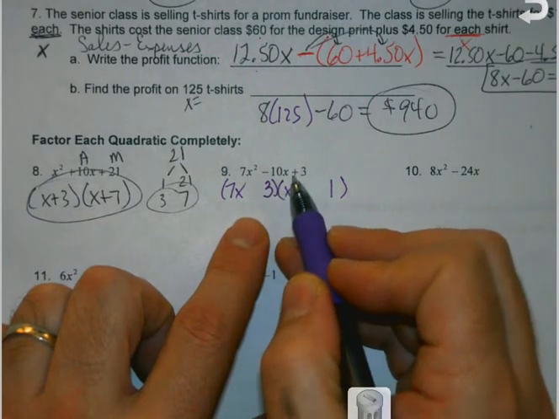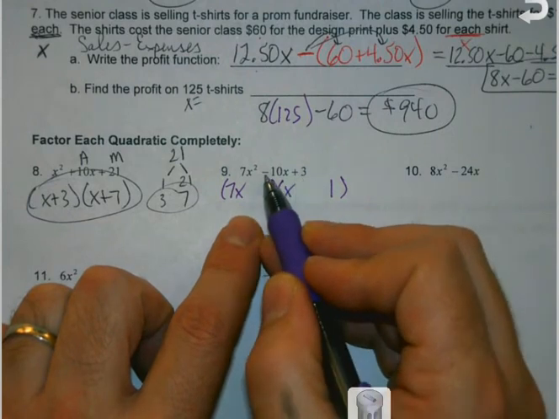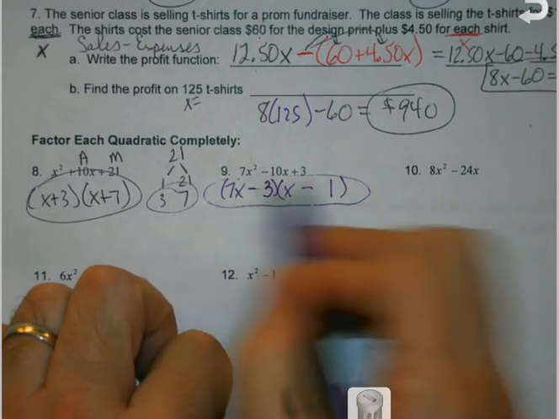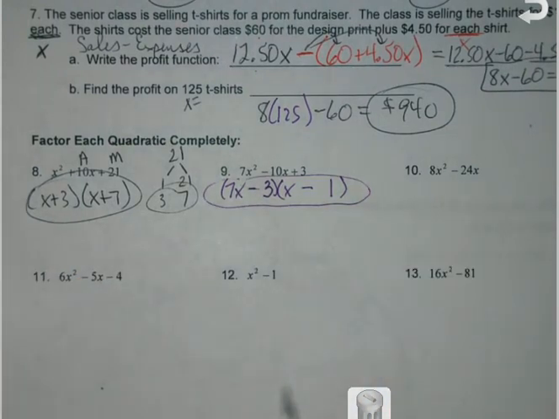Positive 3 means they're either both positive or both negative. Well, since my sign in the middle is negative, it means these both are. And I'm done. Now again, slide and divide gets you the same answer. So try it if that's one that you're working on and see if it works for you.